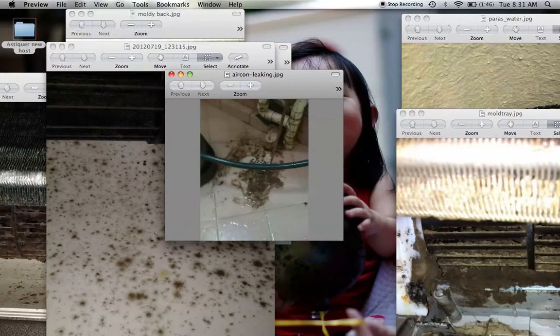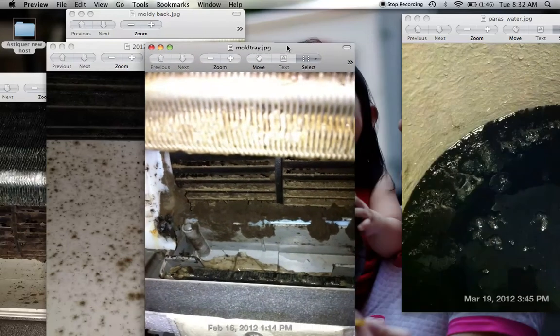But look at this, this is terrible. We have lifted up this fan coil to expose the internal parts of the aircon. This is the said water tray. Wow, look at this mold that is growing internally. You're not going to address this, you're just going to push out the water from the pipe. That's silly, isn't it?